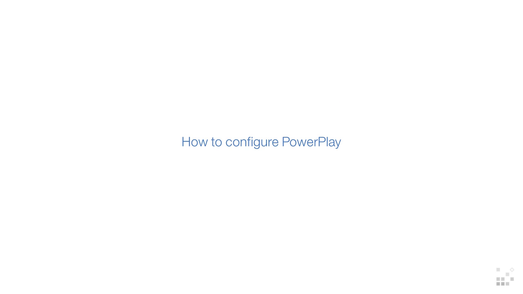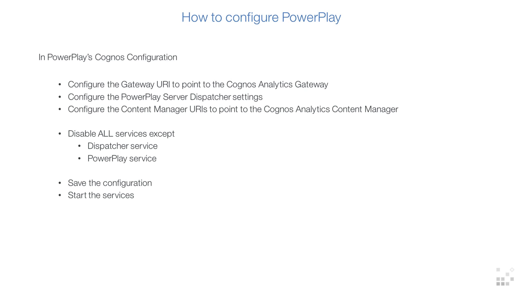We are now configuring Powerplay. In Powerplay's Cognos configuration, expand the Environment folder. Configure the Gateway URI to point to Cognos Analytics. Configure the Powerplay server dispatcher settings. Configure the Content Manager URI to point to the Cognos Analytics Content Manager. Disable all services except Dispatcher and Powerplay service. Once this is done, save the configuration and start the services.